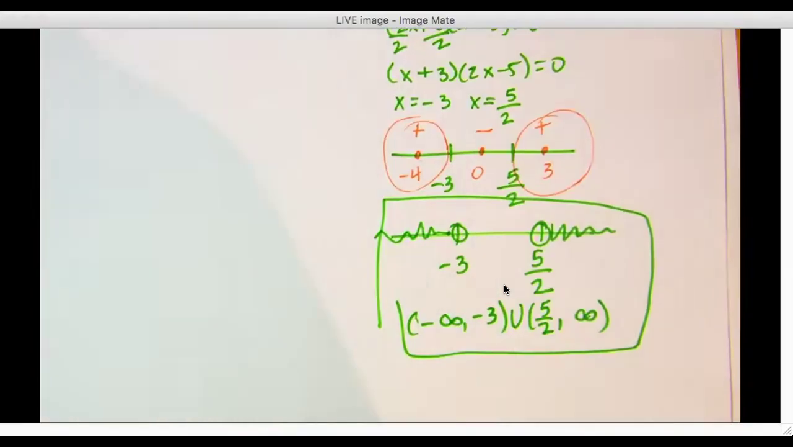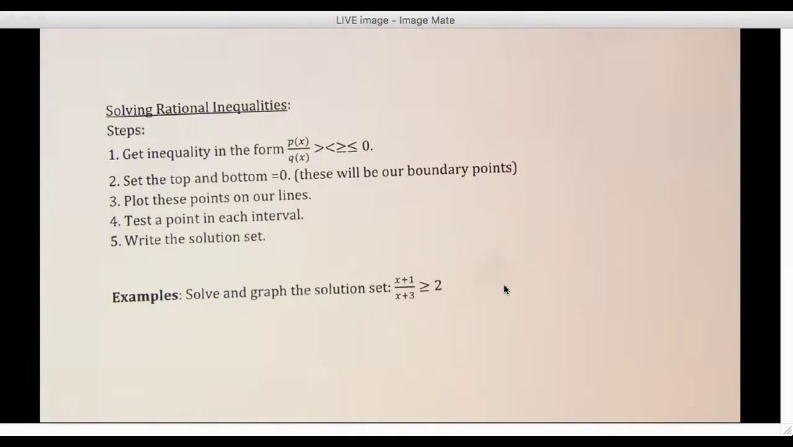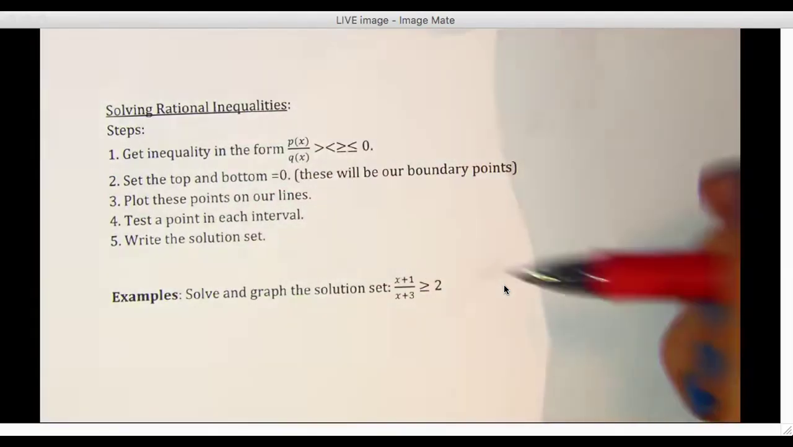And that's the way you would write your answer, including both the graph and the interval notation. All right, on to the next example, which is a rational inequality. And you can see here that the steps are basically the same. I've just much abbreviated them rather than copying and pasting both of the long directions.